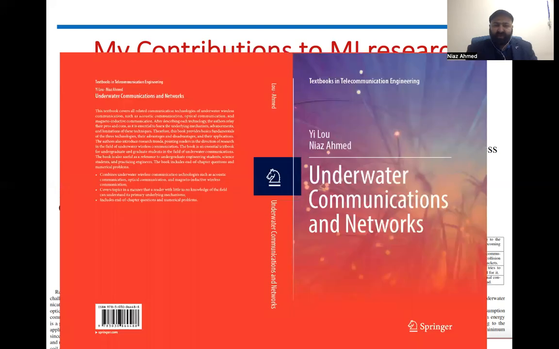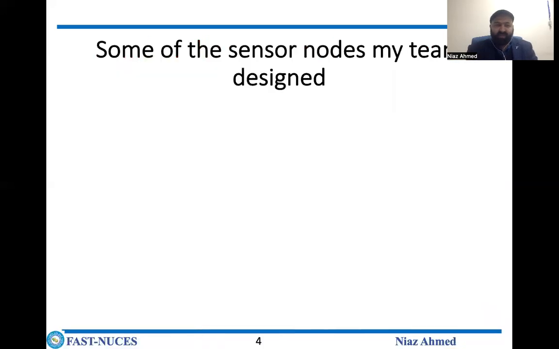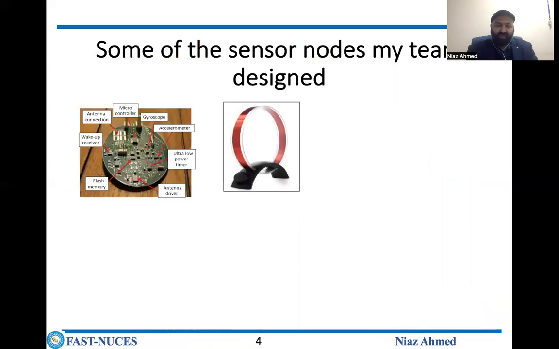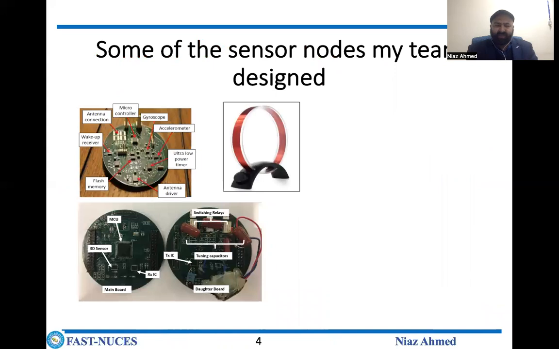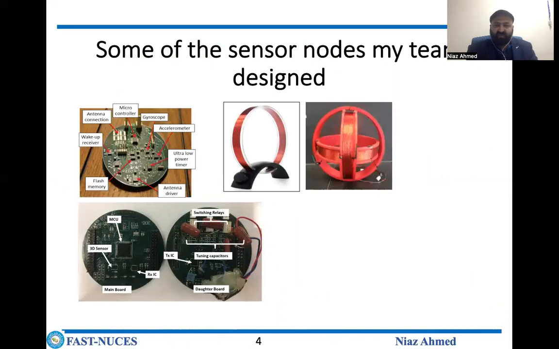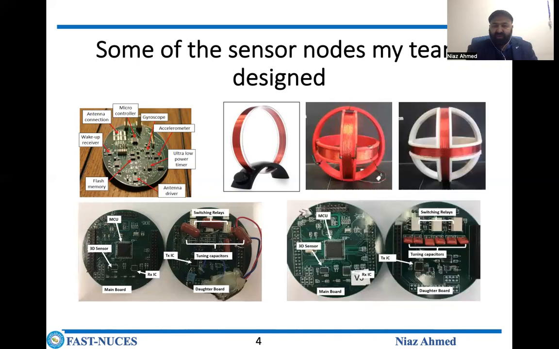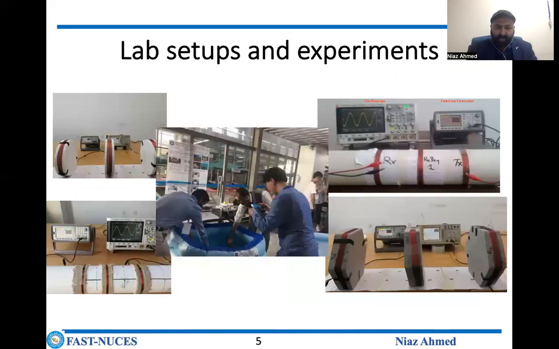This is one of my books recently published, on underwater communication and networks. It is probably freely available on the website to download. Here is a list of a few sensor nodes we have designed in our lab. This is a sensor node that can communicate underwater with different sensor capabilities. This is a different version of those sensors. We have some advanced versions of coils being used for this communication, and over the years we have built on this to make our systems more robust. Here are some of the experimental setups.